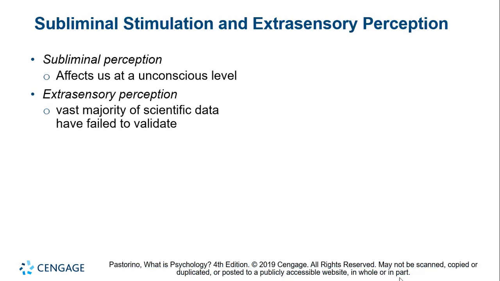Now, I want to talk about 2 other concepts that you're going to read about just sort of briefly. The first one is what we call subliminal perception. And subliminal perception is real. There are things that we can do that you yourself consciously are not aware of, but the rest of your brain will be aware of.